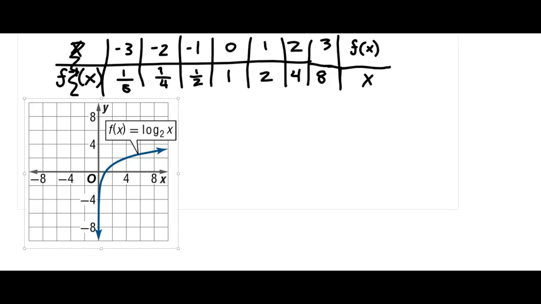So let's check the graph here. As you can see, where I have 8, I should have 3, and that appears to be the case. Where I have 4, I should have an f of x value of 2, which seems to be the case. At x equals 2, I should have a value of 1, which appears to be 1. And when x equals 1, I should cross the x-axis, which I do. And you can see we have a vertical asymptote at x equals 0, because we have to have positive values.